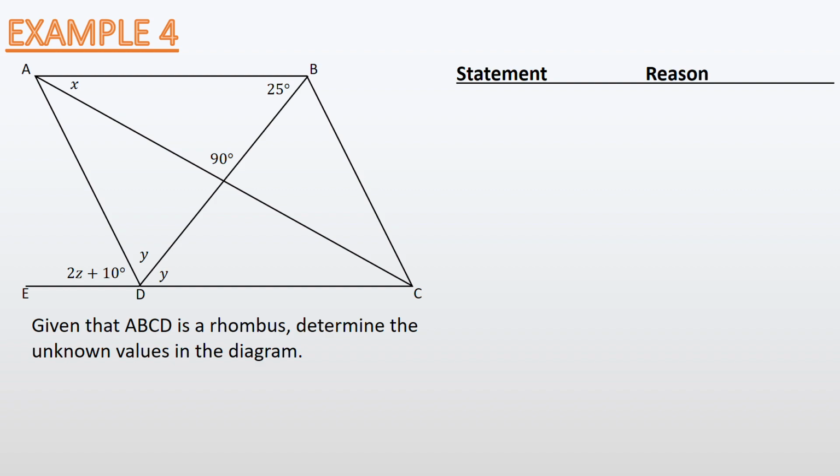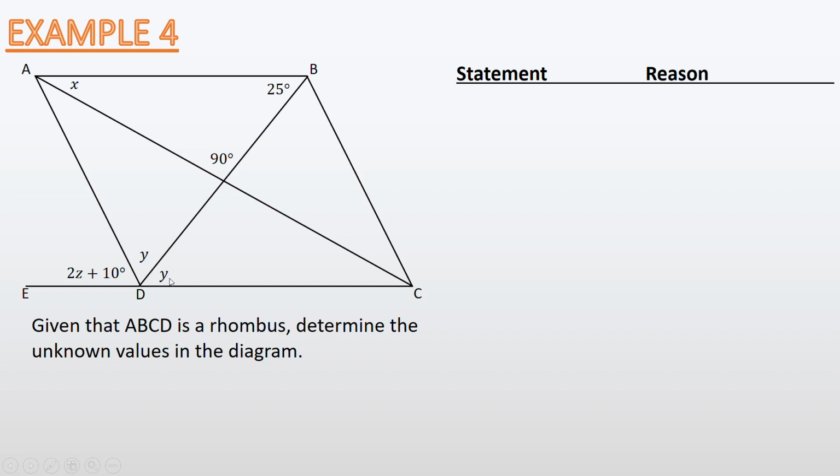The first thing that you need to know is that they tell you it's a rhombus. In a rhombus, you know that opposite sides are equal. Actually, all sides are equal. Opposite sides are parallel. In a rhombus, you also know that the angles are bisected by the diagonals. So this angle, which was 2y, is now y and y.